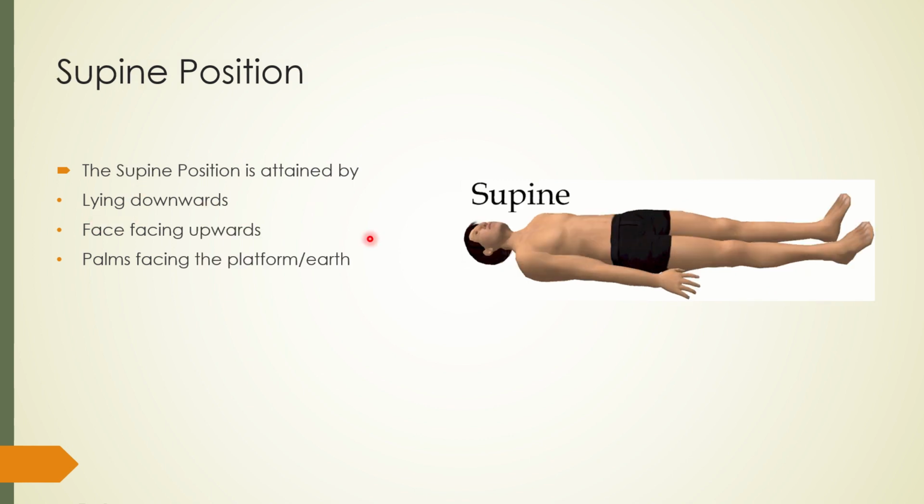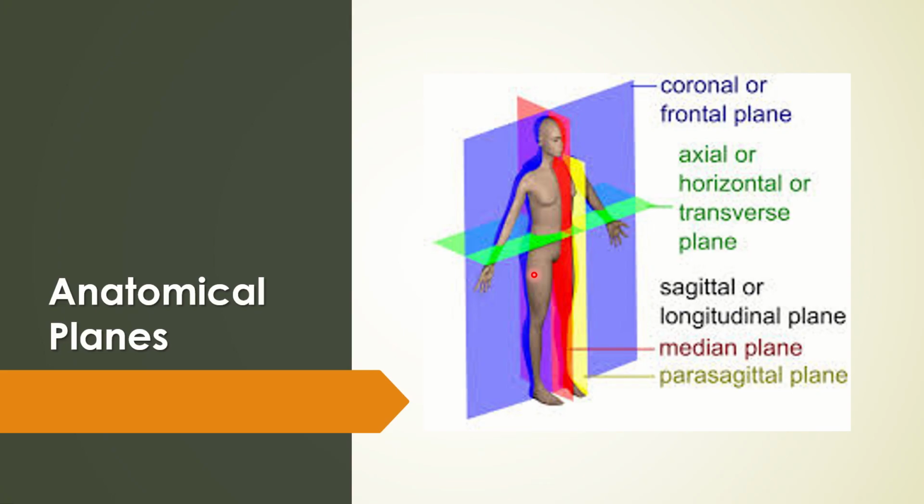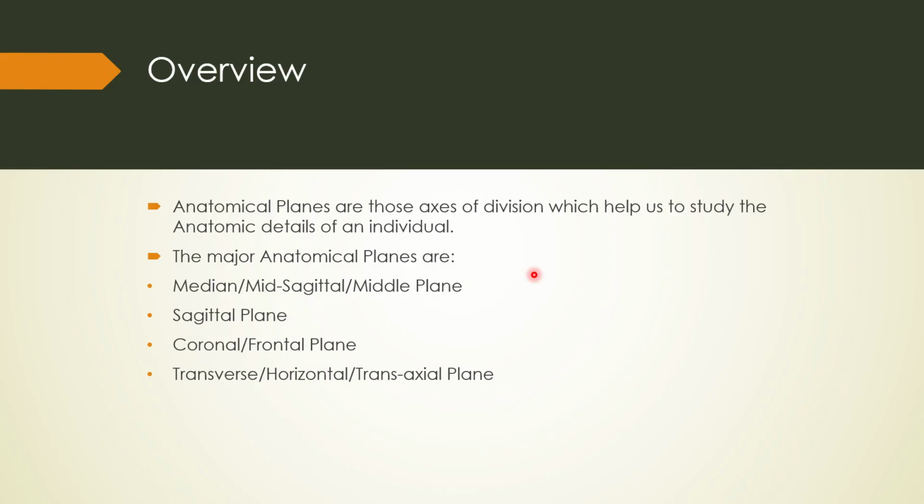Supine position is attained by lying downwards, same as the prone position, but the face should be upwards and the palm should be facing the platform. Okay, so in supine position, the person should be lying downwards, but his face is upwards and the palm should face the earth. Supine has U and P in it, and U and P mean up, so the person is facing upwards.